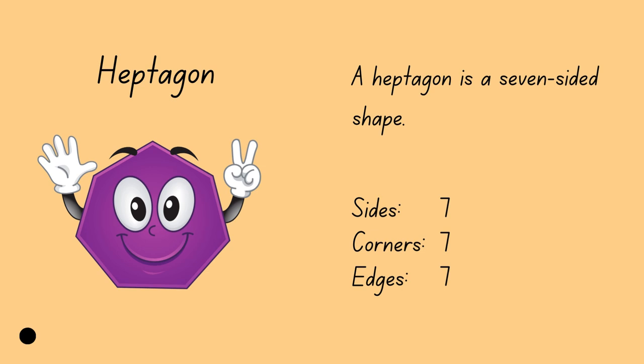Heptagon. A heptagon has seven sides. A heptagon is a seven-sided shape. It has seven sides, seven corners, seven edges.